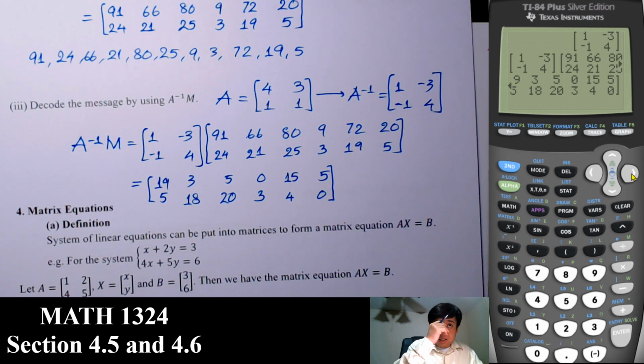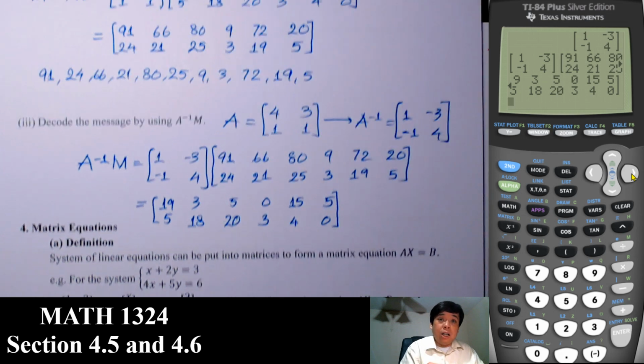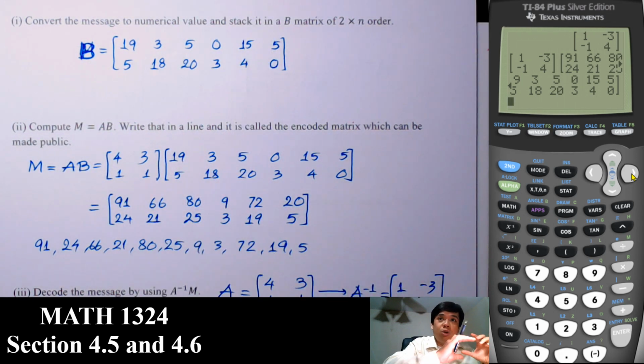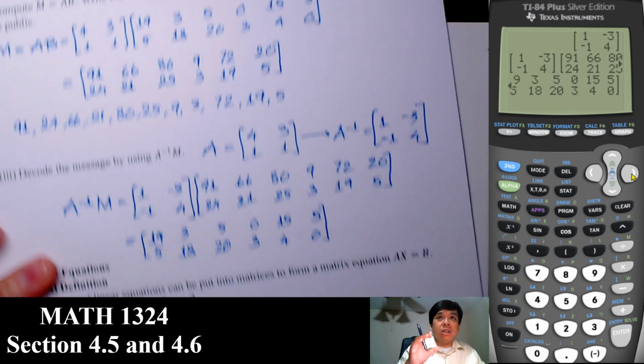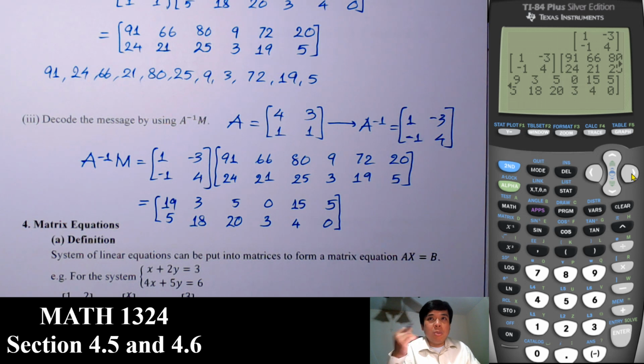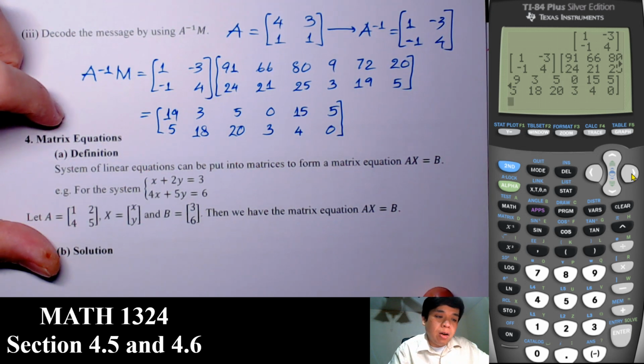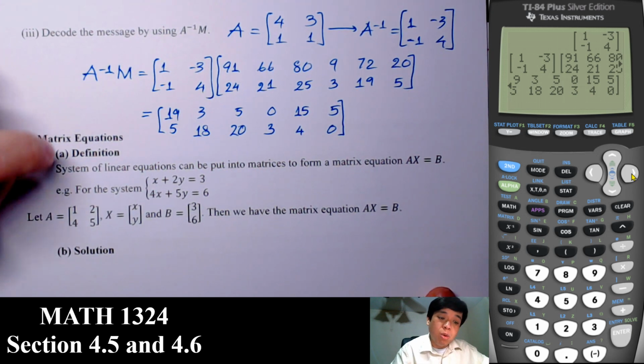So that is decoding and encoding. In short, we take the matrix, multiply by the message, and make that public. Only the person with the inverse can decode that, multiplying it back to get the message. Now this is another application which is more important.